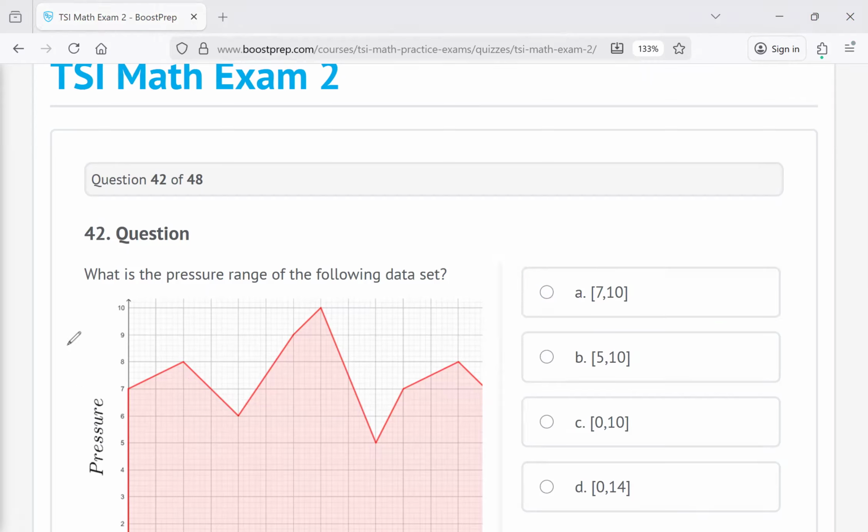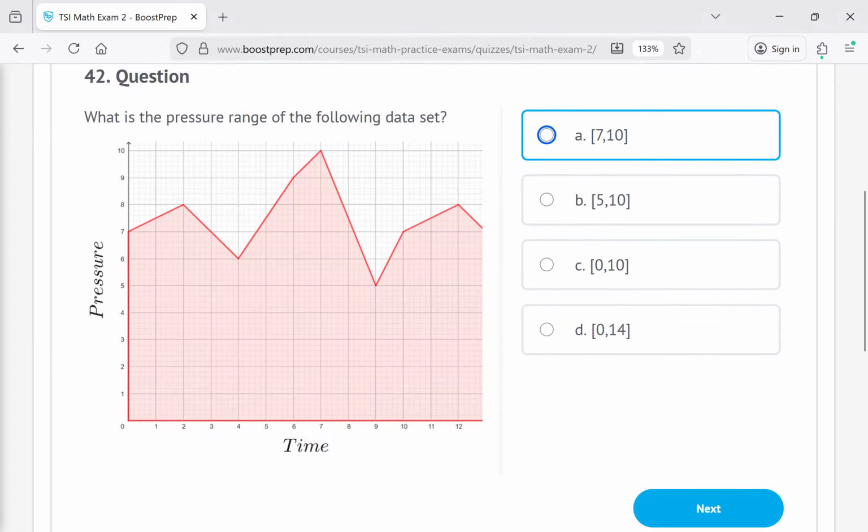What is the pressure range from the following data set? So range means y value, and they put it in interval notation. If you look at all the charts, how you put in interval notation is you go from smallest y value to largest. So if you look at your chart, my smallest y value starts at 0, and then my highest y value is 10. So I think it's C. Double check.